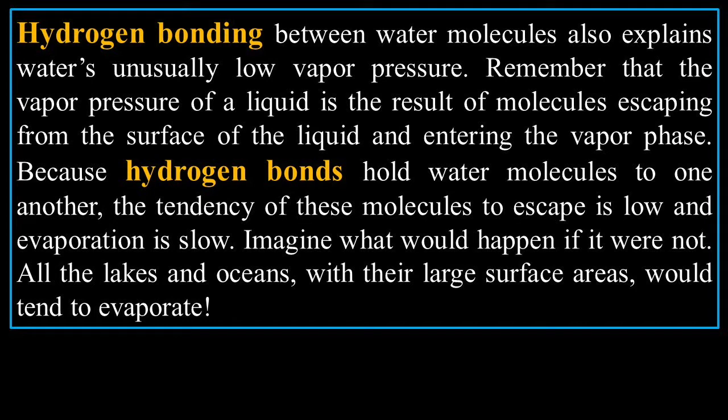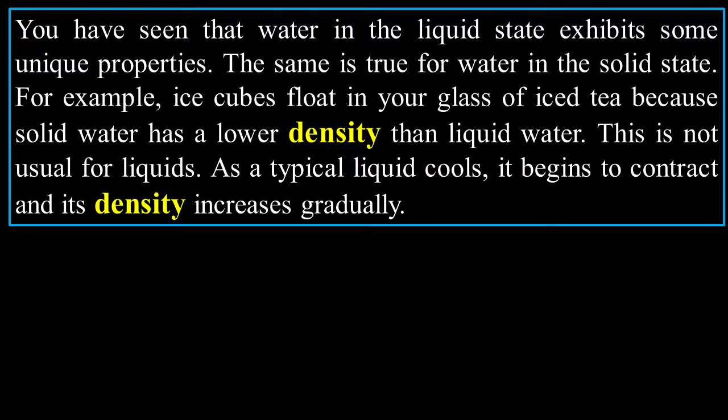Imagine what would happen if it were not. All the lakes and oceans with their large surface areas would tend to evaporate. What would that do to, quote-unquote, weather systems around the world if you have all of this gaseous material in the atmosphere? What would happen to the atmosphere? What would happen to storms?